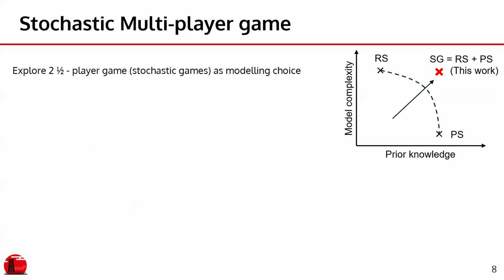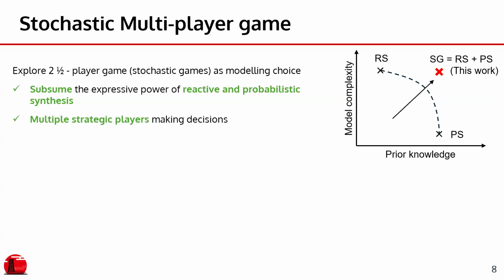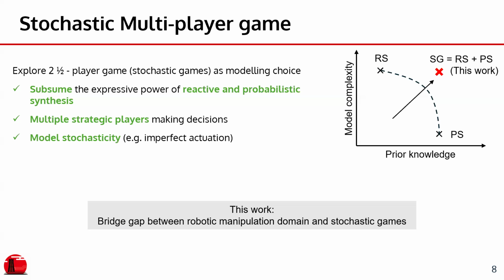Stochastic games are more expressive than two-player games and MDPs. Stochastic games allow us to treat the human as a strategic agent while incorporating prior knowledge about human action. While stochastic games have been well studied before, they have not been explored for the robotic manipulation domain.